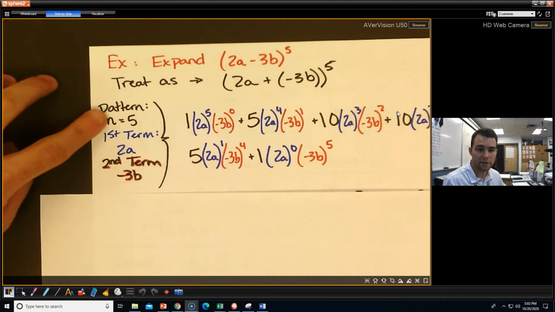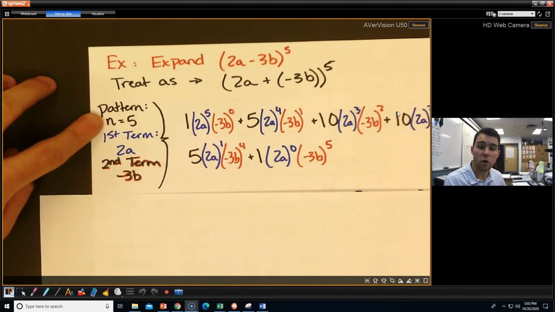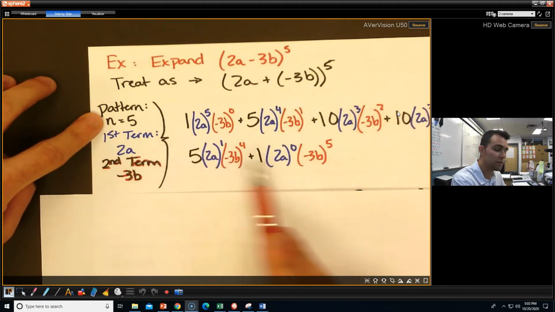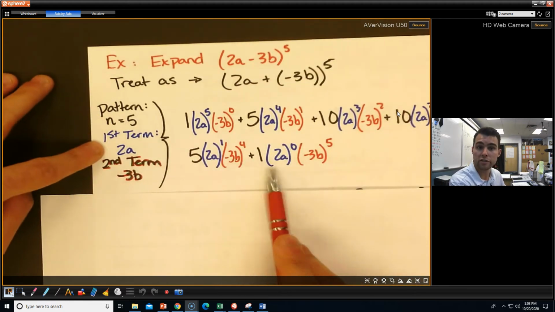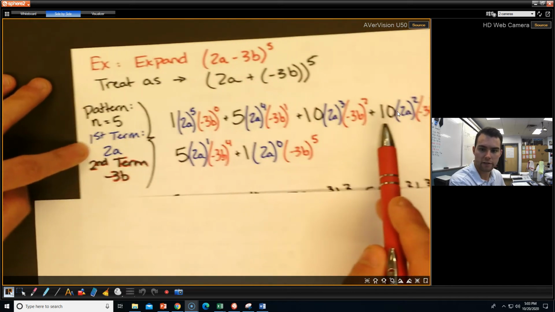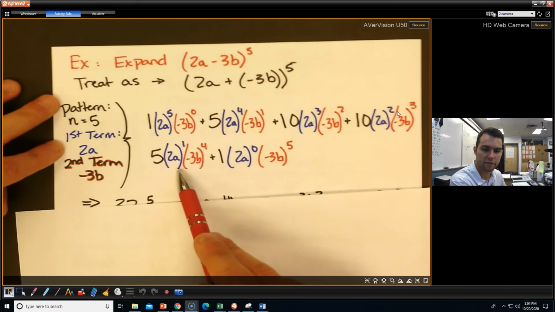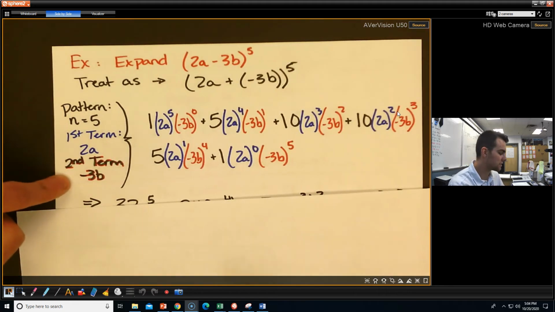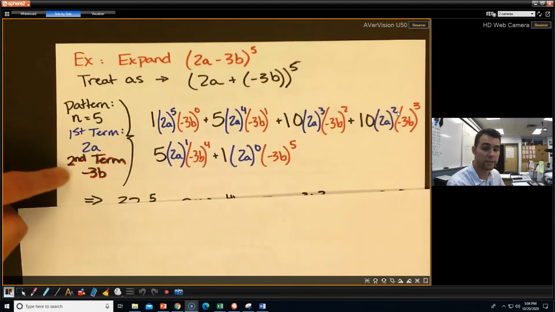again, I know my pattern is n equals 5, so my coefficients, if you're looking at your sheet, your Pascal triangle should be 1, 5, 10, 10, 5, and 1. Your first term is 2a. 2a to the fifth, 2a to the fourth, the third, the second, the first, and the 0 power. And then same thing with the second term here, starts at 0 and gradually increases.